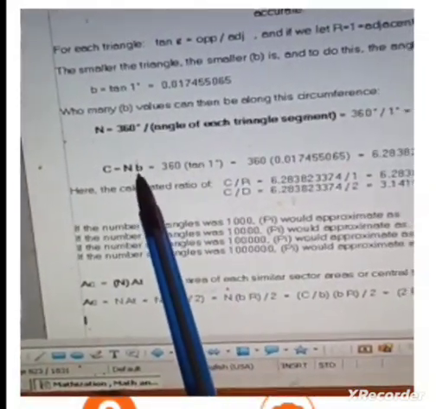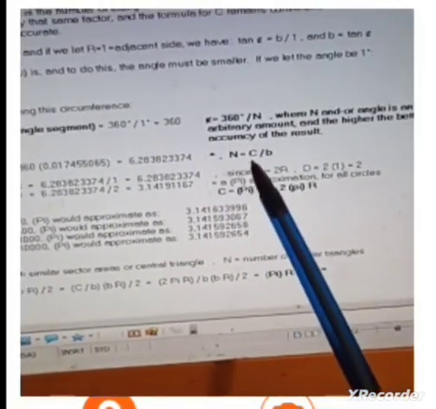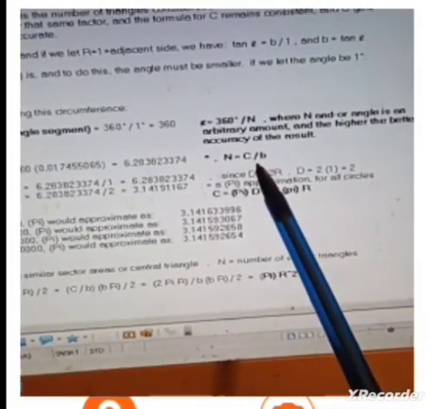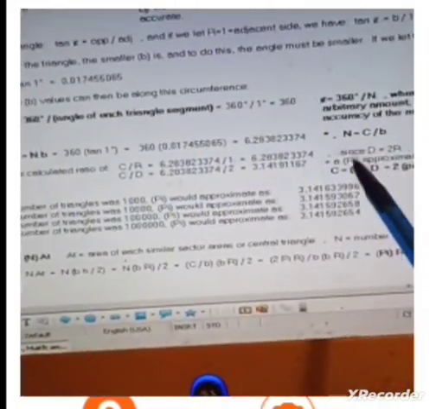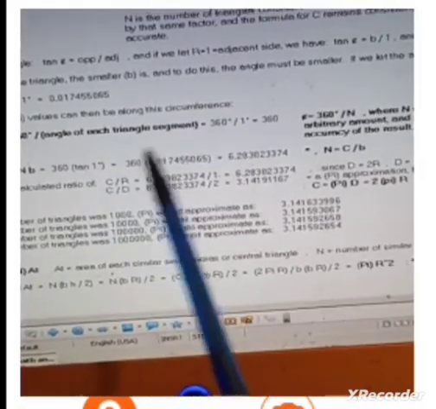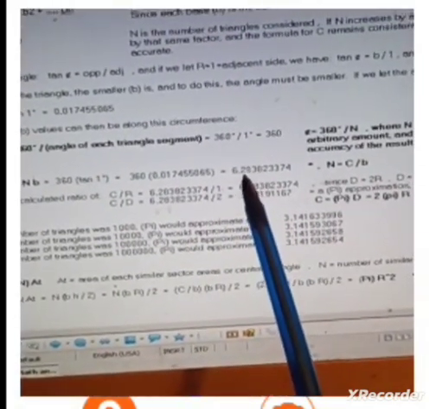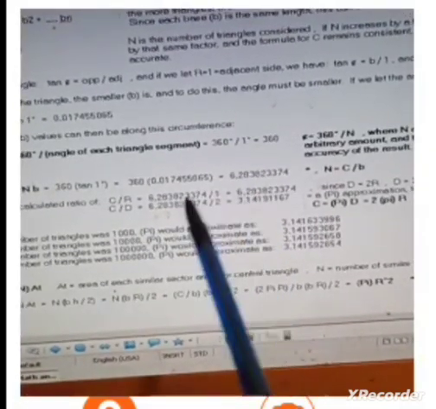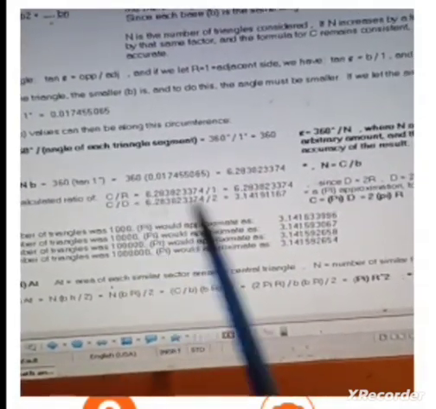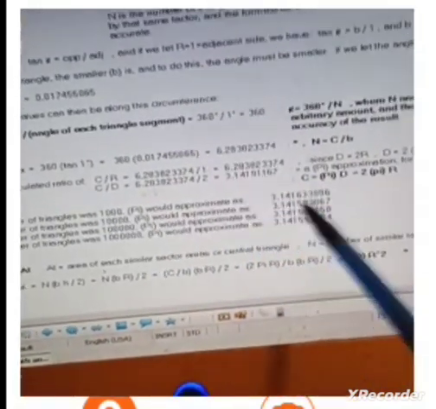Mathematically then, C equals N times B, and then N equals C divided by B. Here we've calculated the circumference as 6.28 something. So C divided by the radius is 6.28, and C divided by the diameter is 3.14 something.